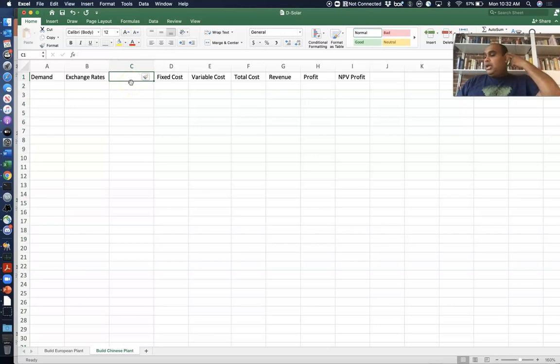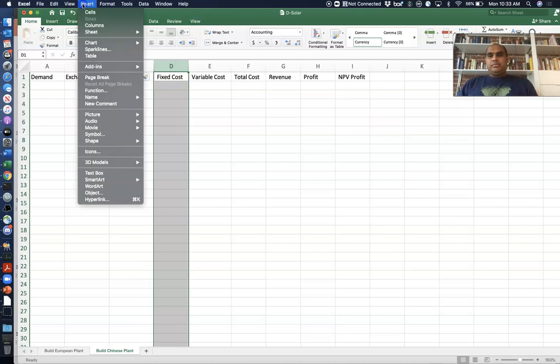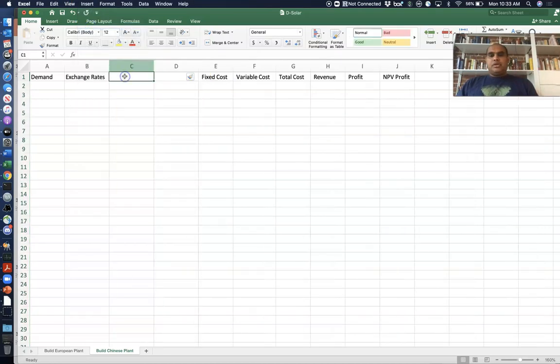Say, for example, if demand turns out to be 96,000, you still have to make 100,000 panels. So you still have to pay for the fixed cost. You have to pay for the variable cost and all of that. But you won't be able to sell all 100,000 panels. You can only sell 96,000 panels. So I'm going to create another column here. The first column that I'm going to create, I'm going to call it panels manufactured.